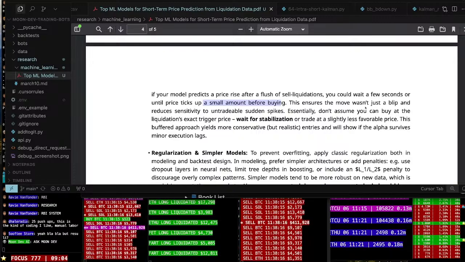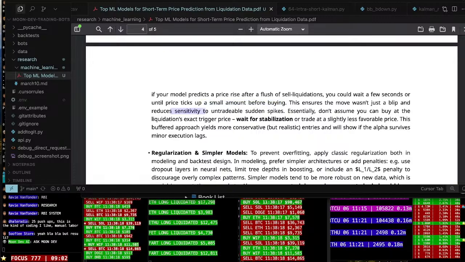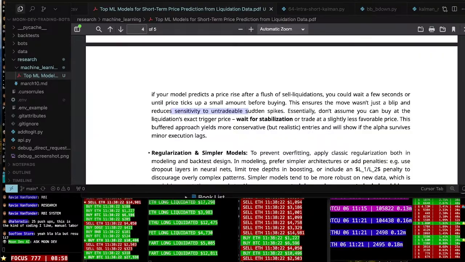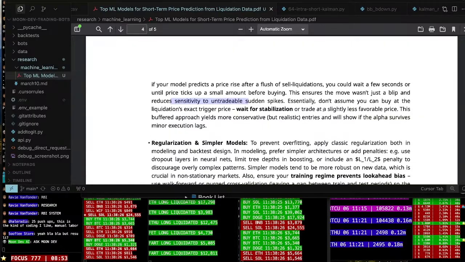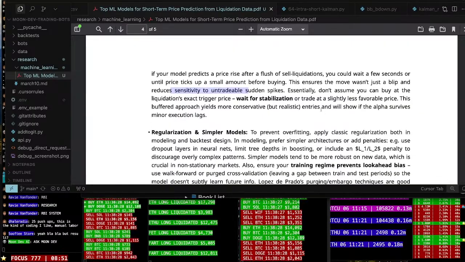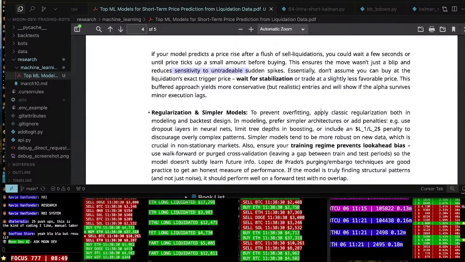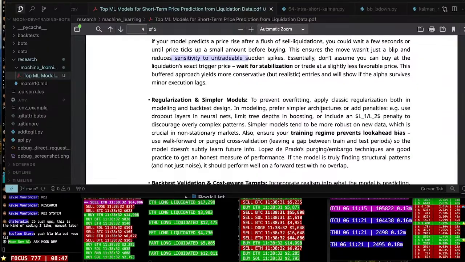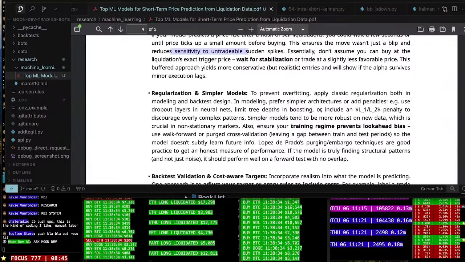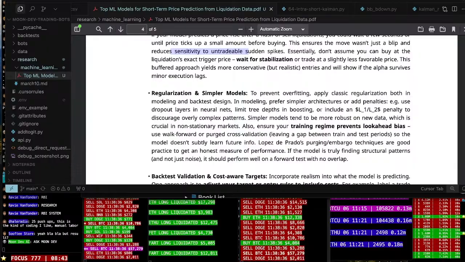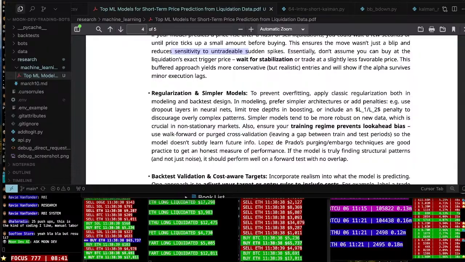This ensures the move wasn't just a blip and reduces sensitivity to untradeable sudden spikes. I like that actually, the time. Essentially, don't assume you can just buy at the liquidation's exact trigger price. Wait for stabilization or trade at a slightly less favorable price.